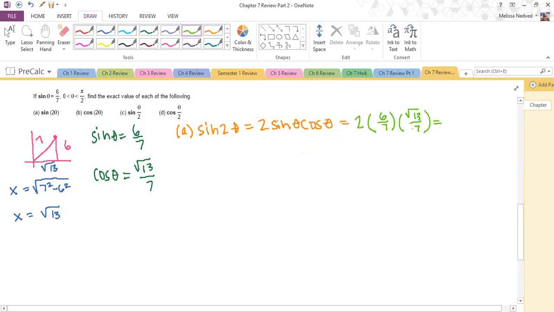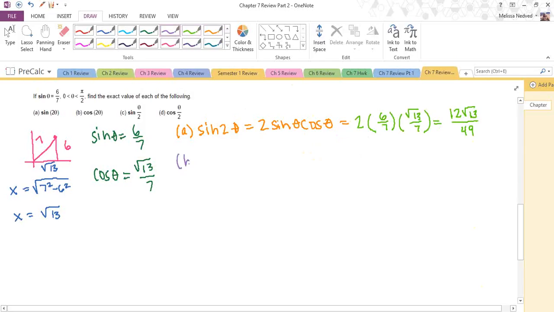And now I've just got two fractions multiplied by 2, multiply across the top and across the bottom. 2 times 6 is 12, times the square root of 13 is just 12 root 13, over 7 times 7 is 49. Be careful. In this case, I'm done there. I can't reduce anymore. There are instances where the 12 and the 49 can be reduced. Make sure that you take that next step and give your answer in a simplified form. So that's for part A.